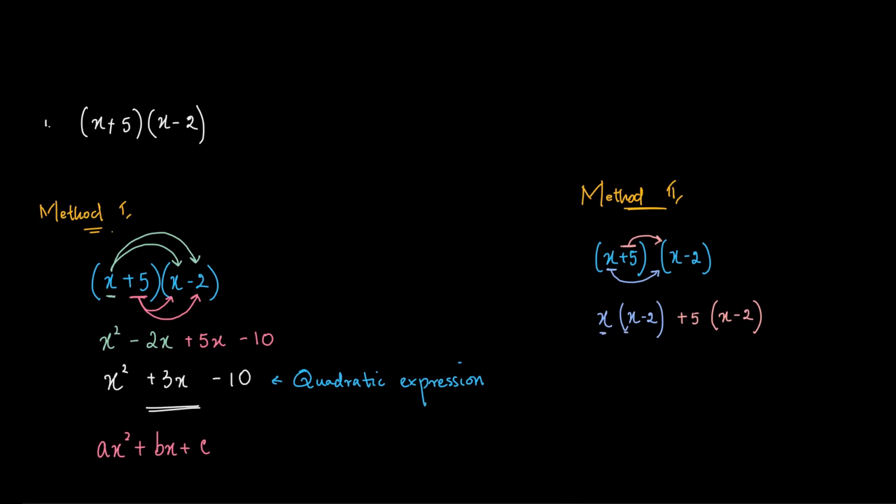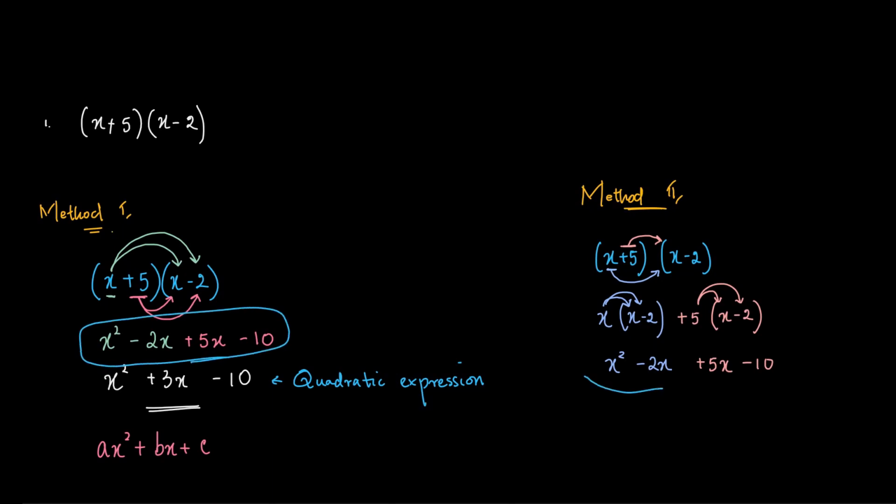x times x, right? So the way we do that is x times x, x times minus 2. So x times x is x squared, x times minus 2 is minus 2x. And then we have plus 5 times x. So plus 5 times x is plus 5x, and 5 times minus 2 is negative 10. Now if you see here, this is the same answer that we got over here.